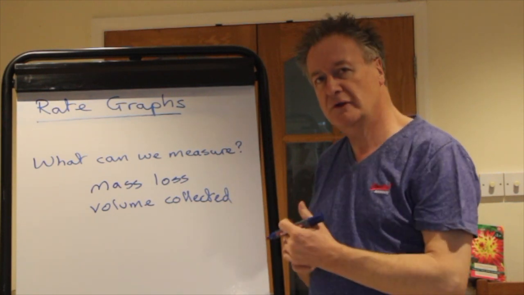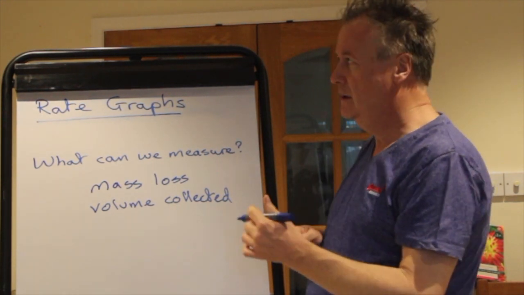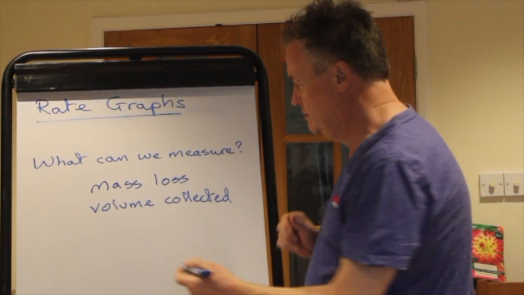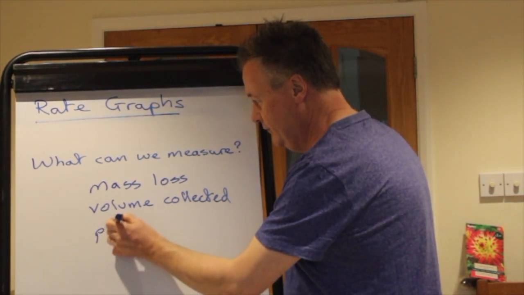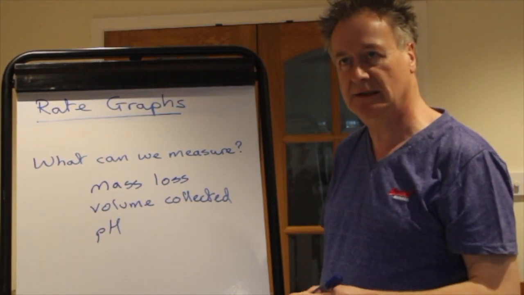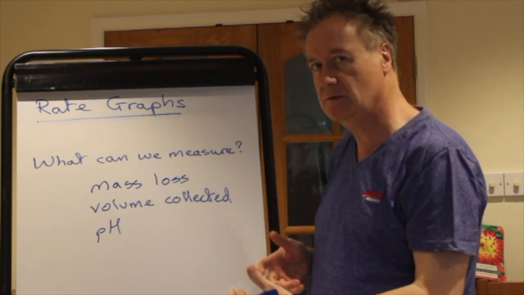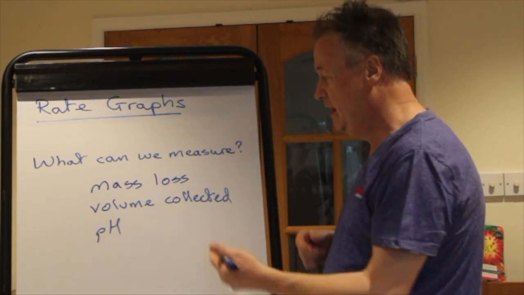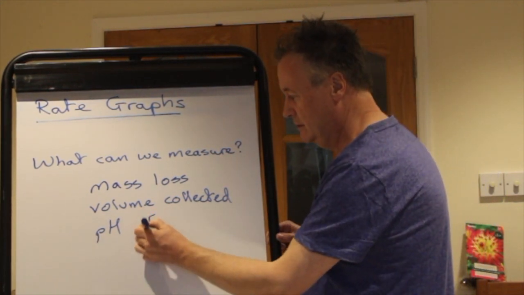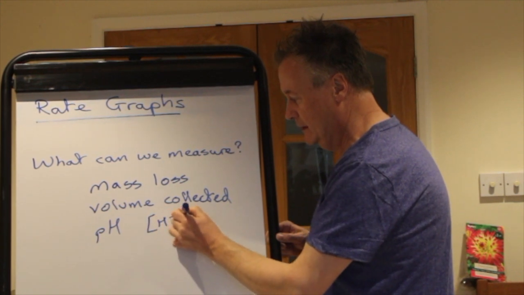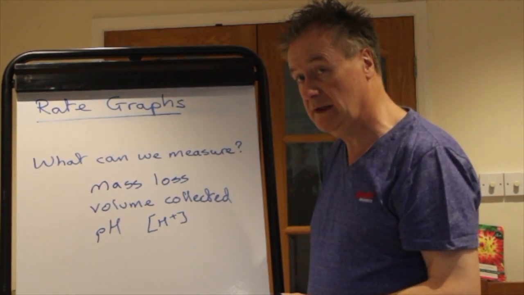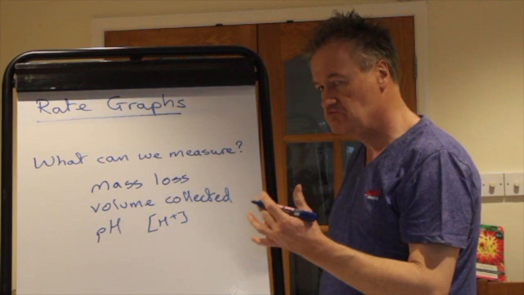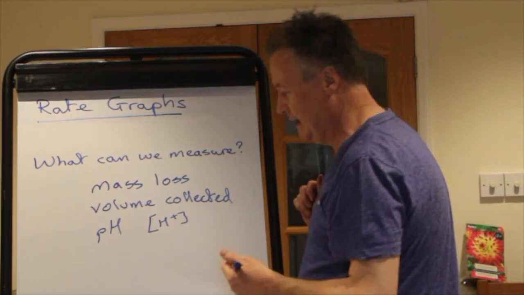Now, there are other things you can measure that will change as a reaction takes place. If you're doing something with an acid and the acid reacts away, the pH will change, so you can monitor the pH. It really is, of course, related directly to the concentration of hydrogen. So, there we go, like that.